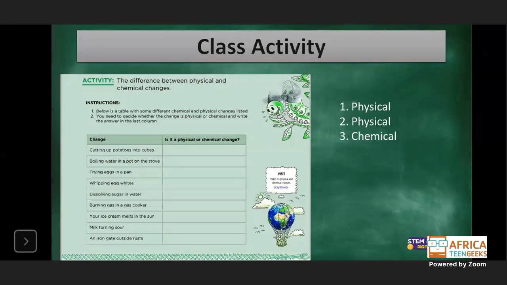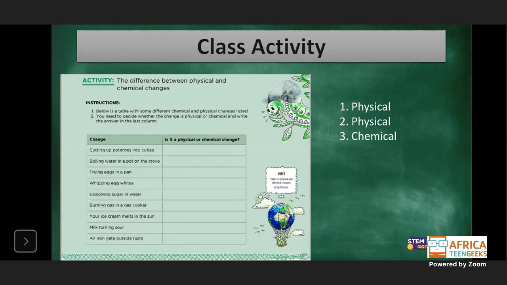And the reason for this is that the egg proteins undergo a chemical change. So there are bonds which are breaking, and we also have cross-linking which forms a network in the egg. And hence we say that it is a chemical change, all right? So remember, bonds are breaking within the egg, and that is why we are saying that it is a chemical change. Right, and then the next question, whipping egg whites.